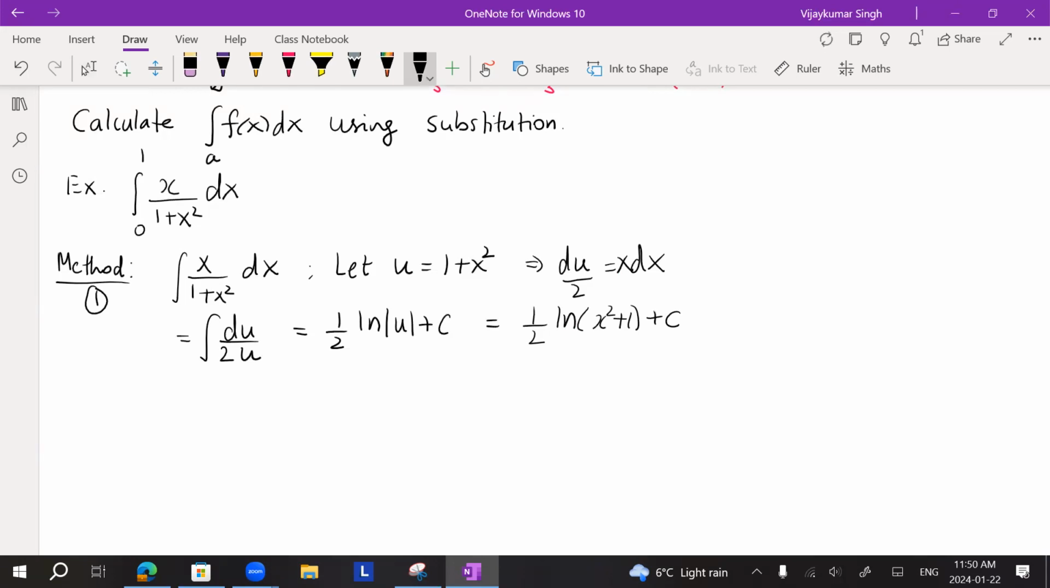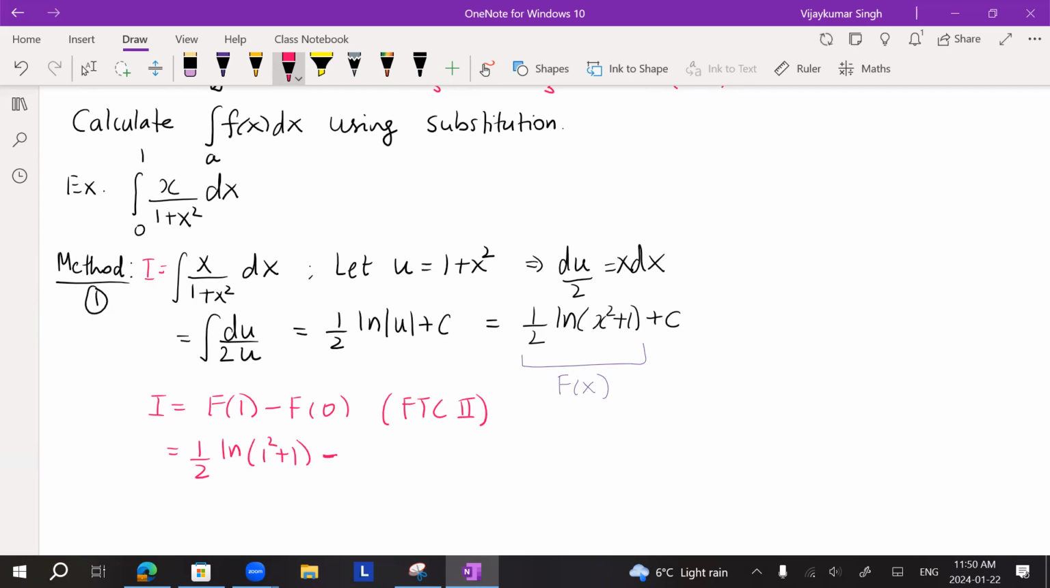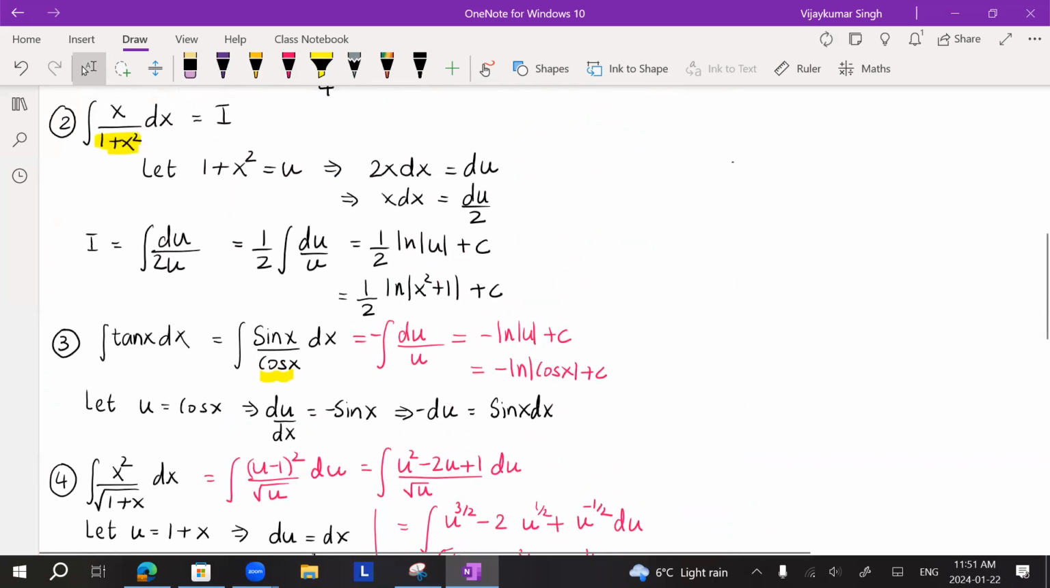So now I have this. This can be seen as my capital F of x. And then I can say, okay, this integral, call it I, is going to be F of 1 minus F of 0, using FTC 2. And then you substitute: half F of 1 is going to be ln of 1 squared plus 1. You can ignore the C as we have already discussed. Minus half ln of 0 squared plus 1, which turns out to be half ln 2, and ln 1 is 0, right? So it's half ln 2. Okay, so that is method 1. All right, the usual way: computing the indefinite integral and then connecting with FTC.